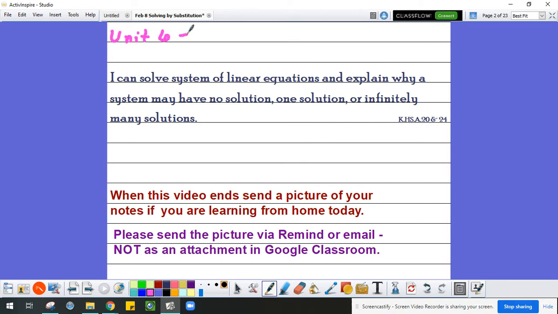And your target today, which is actually going to last you for a couple of days, is: I can solve a system of linear equations and explain why a system may have no solution, one solution, or infinitely many solutions. Today we're going to focus on the solving part by using substitution. And then tomorrow or the next day, we will focus on how do you know if it's no solution, one solution, or infinitely many solutions.